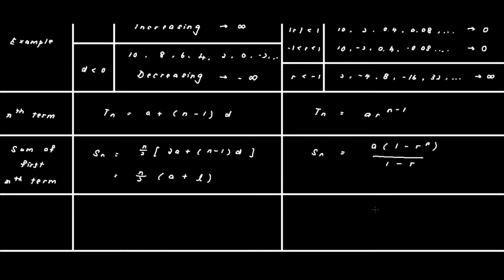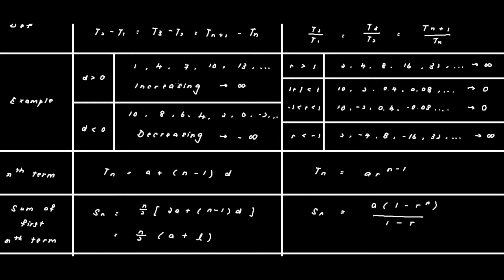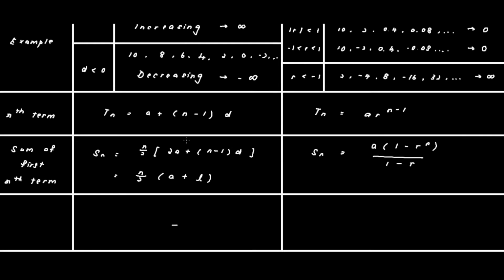Okay, so the last part, we are going to talk about the special thing I mentioned just now about the convergent series for the geometric progression. You don't have this part for arithmetic progression, because as you can see, for those terms, whether increasing or decreasing, they are going to approach infinity. So you only have sum to infinity for GP only, and the ratio must be between negative 1 and 1 only. So this is for convergent series.